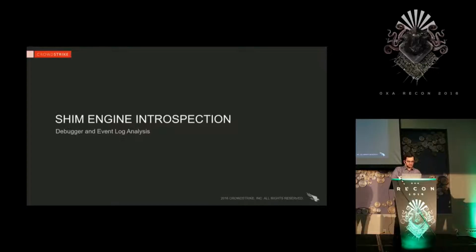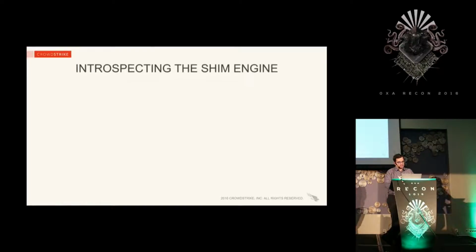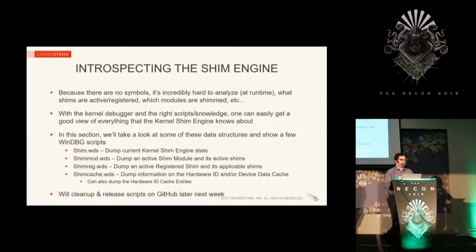So that's kind of how an inbox shim works. I want to show you how you can actually see these shims and introspect them. There are different ways you can introspect the shim engine. Now, because there are no symbols, it's very hard to analyze at runtime what's actually going on. But if you have a kernel debugger and some scripts and the right knowledge and you've done reverse engineering, you can get a pretty good overview of everything the shim engine has been doing.